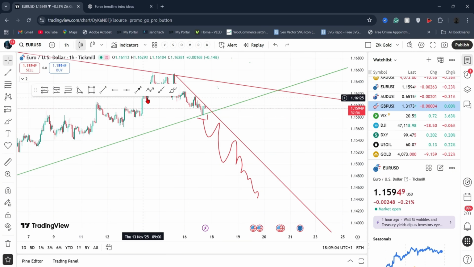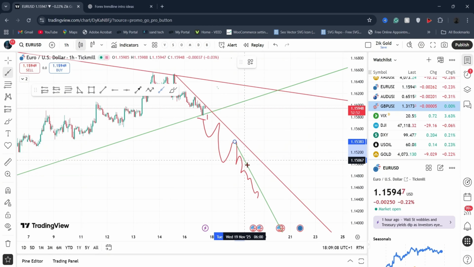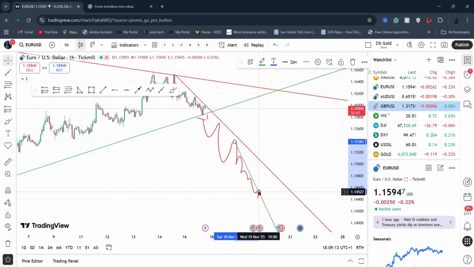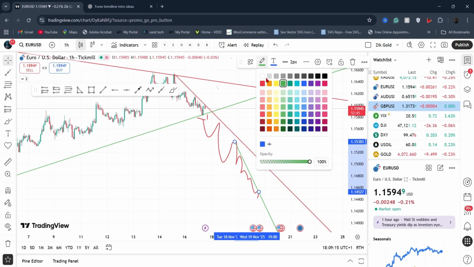What I'm going to do is bring another trend line over here. This is the nearest support zone. We're going to drag it down and bring it down to the nearest resistance. That's for the shorts, for the selling.